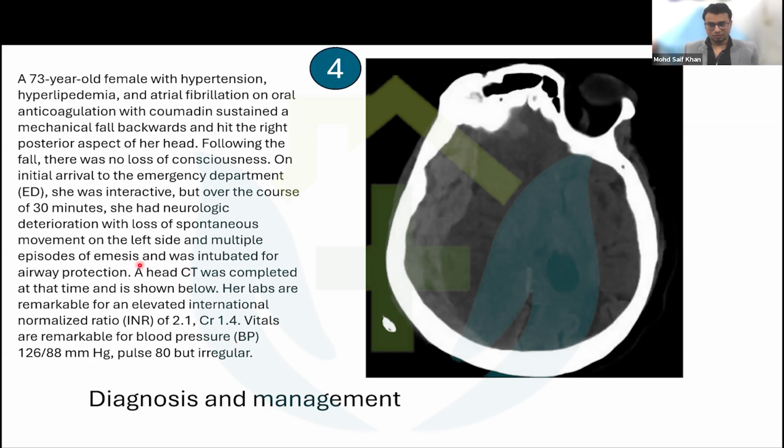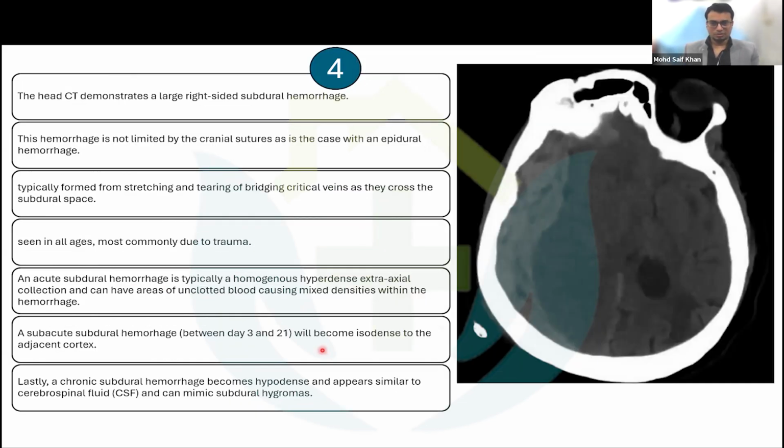the neurological deterioration was quite acute. And there is increase in ICP. So this is an acute SDH. This patient has a large right-sided subdural hemorrhage, which is not limited by cranial sutures and is seen in all ages. This is important. Acute subdural hemorrhage is typically a homogeneous hyperdense extra-axial collection which can have areas of unclotted blood causing mixed density within the hemorrhage. So there are mixed densities.